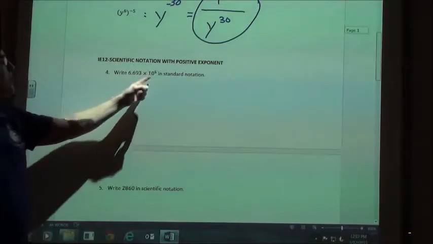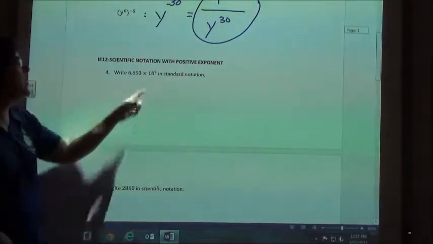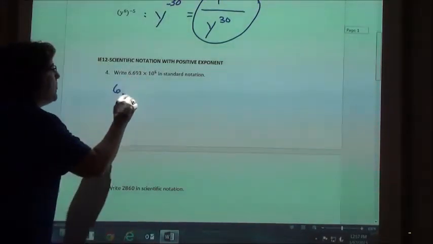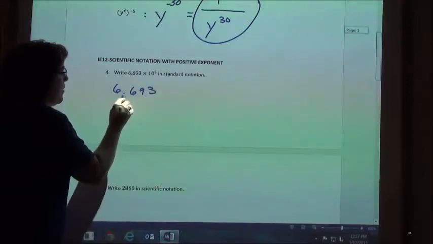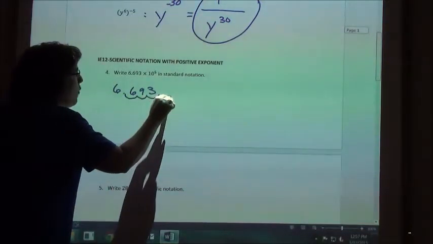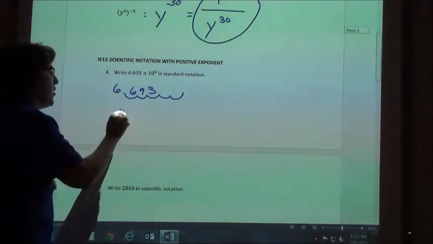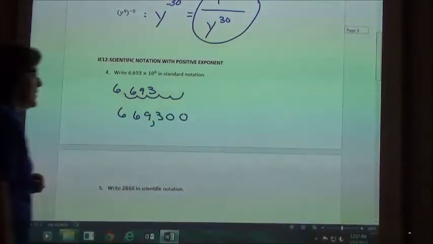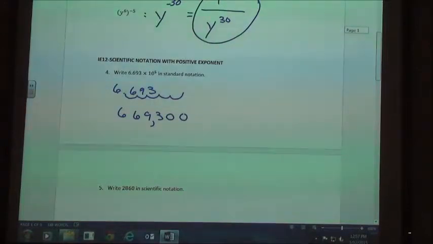So in this case, if I'm going to write this in standard notation, I'm going to move my decimal 5 places. So I have 6.693. I would go 1, 2, 3, 4, 5 places over. So I get 669,300, which is 669,300.